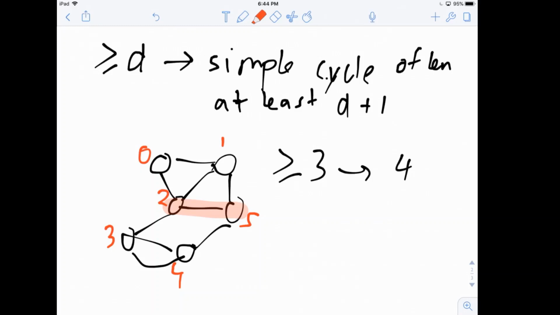Alright, the 3 there was from 2 to 3, 3 to 4, 4 to 5. Plus the 1 extra from 2 to 5 is of length 4. Right, and then 5 to 1 would be 5 minus 1 plus the extra 1. Okay, so 5 has a degree of at least 3. And actually, 5 does have a degree of exactly 3. That was my bad.